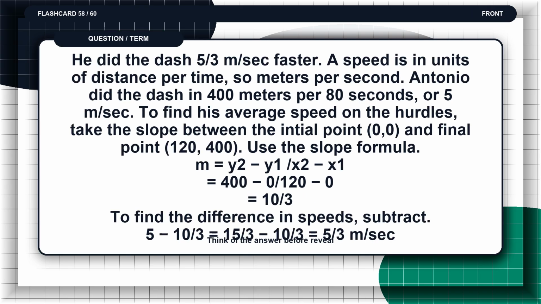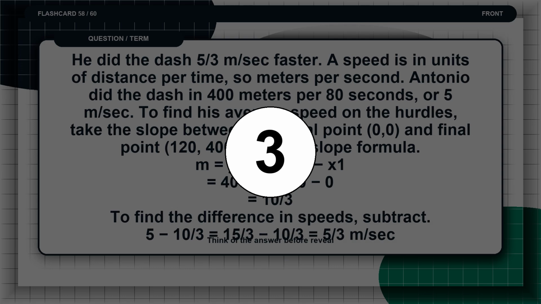Flashcard 58. He did the dash 5/3 meters per second faster. Speed is in units of distance per time, so meters per second. Antonio did the dash in 400 meters per 80 seconds, or 5 meters per second. To find his average speed on the hurdles, take the slope between the initial point (0, 0) and final point (120, 400). Use the slope formula m = (y2 - y1)/(x2 - x1) = (400 - 0)/(120 - 0) = 10/3. To find the difference in speeds, subtract: 5 - 10/3 = 15/3 - 10/3 = 5/3 meters per second. Think of the answer before the reveal.